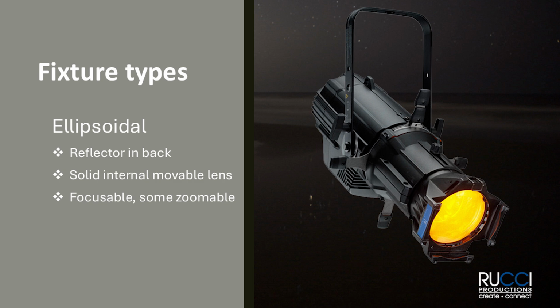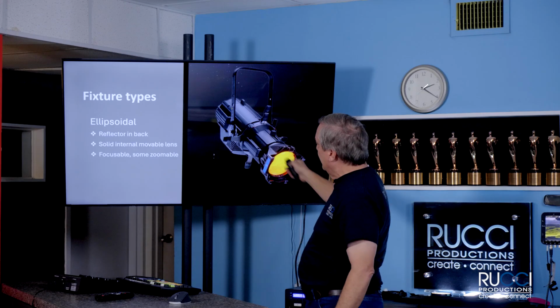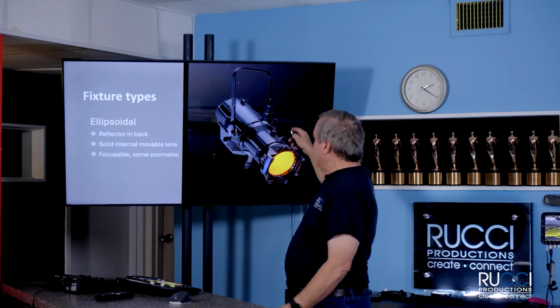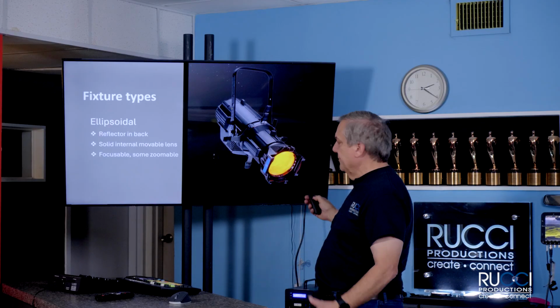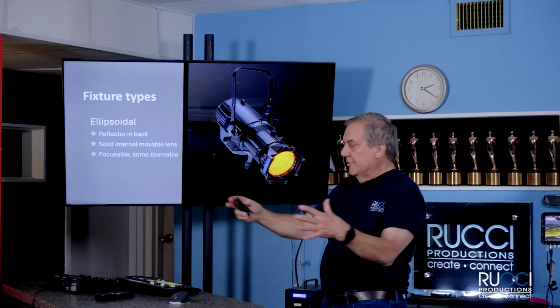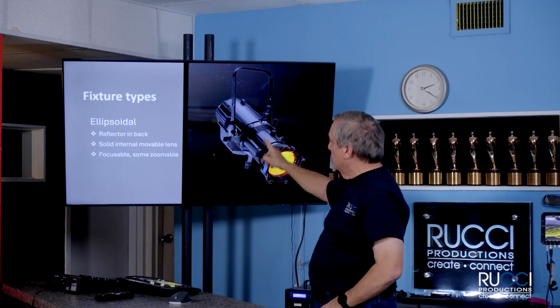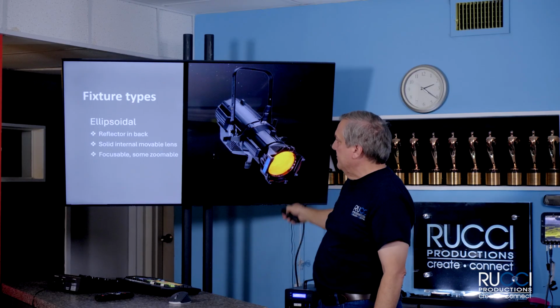It's got a solid lens in the middle of it. The lens moves. It's got shutters that are adjustable on the inside. Some of them will zoom in and out to get wider and tighter. So even a more controllable type of light fixture.